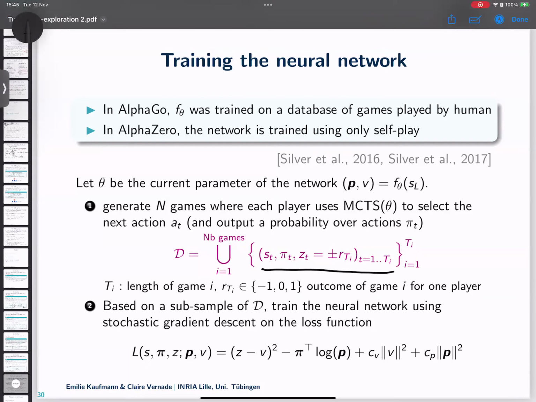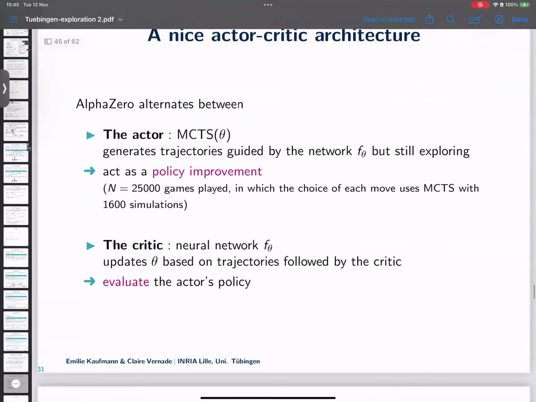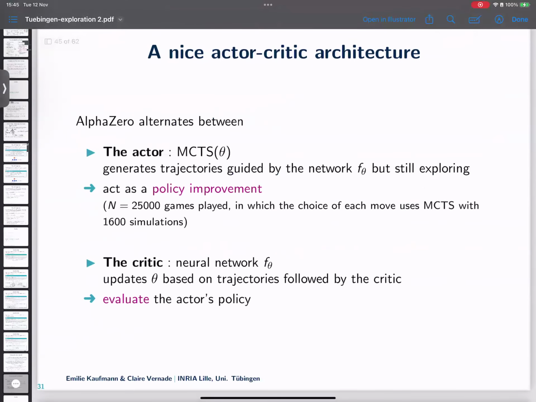So you improve the theta that is parameterizing your neural network. And once you have a new theta, you use it for a long time to generate another set of endgames for both MCTS. And like this, you iterate this process. And this is a very known template type of architecture for reinforcement learning algorithms.